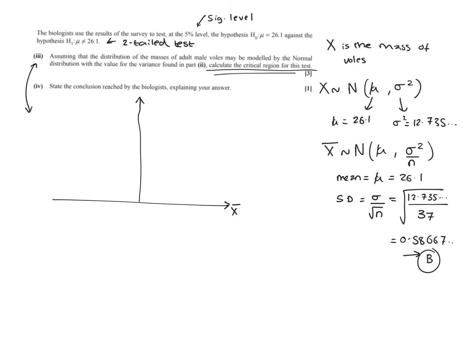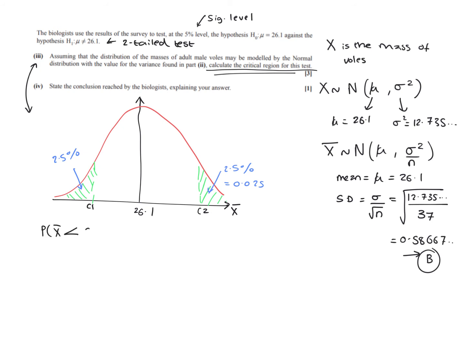So here's my sketch of the distribution for x bar. There's the mu value, normal distribution shape, and the critical regions will be symmetrical regions, although my sketch diagram doesn't look very symmetrical, it's meant to be. There is a 2.5% region or a 0.025 probability in each tail. So the critical values, let's call them C1 and C2, demarking the critical regions. The probability that x bar is less than C1 equals 0.025. So we're going to use the inverse normal on the calculator to find out the value of C1.